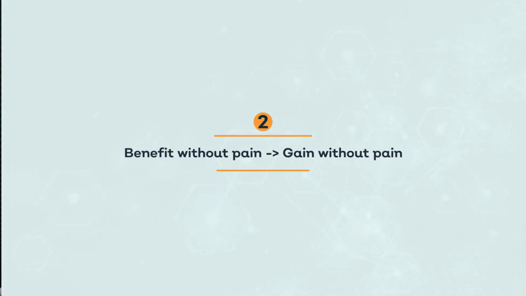The second headline formula that I like to use is benefit without pain, or gain without pain, because that sounds so much cooler, right? Yeah, anyway, let's keep going. So with this type of headline, we're going to talk about what they're going to get or gain from your offer, and we're going to couple it with something that handles a common objection, meaning a common reason why people wouldn't sign up for this thing.